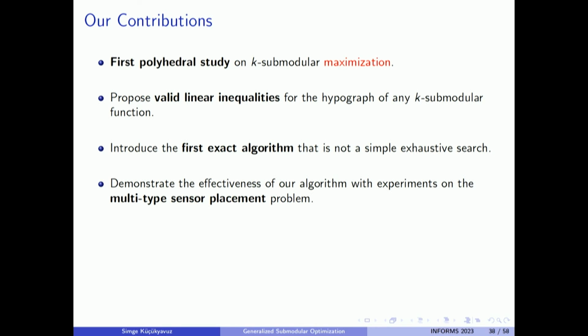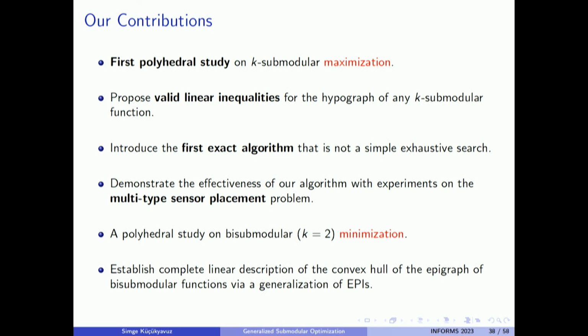Again, just a summary of the highlights. We are able to characterize valid linear inequalities. We can write these problems as mixed integer programs and write linear constraints to capture these highly nonlinear functions, the hypograph in this case. Based on that, we can give an exact algorithm that is not your sort of brain dead, let's do an exhaustive search, look at all possibilities and choose the best option. And we show this in a multi-type sensor placement problem where we use data from Berkeley Intel Lab, which has light, humidity, and temperature measurements, and how to use that data to come up with the best sensor placement.